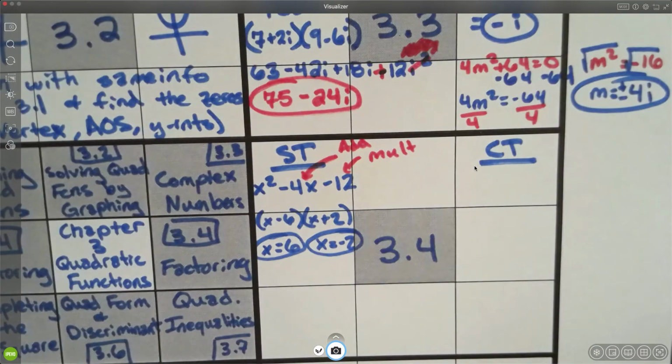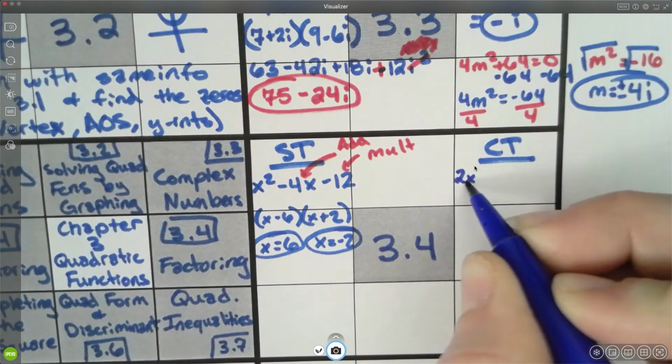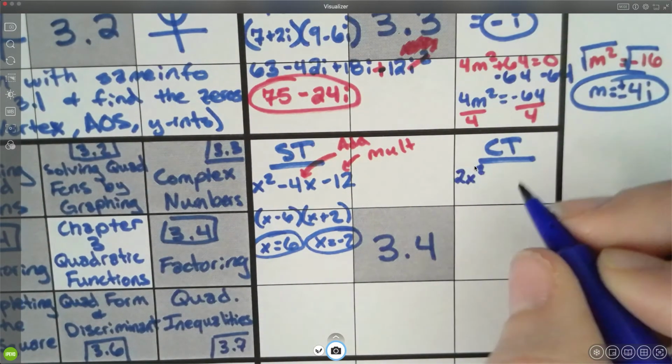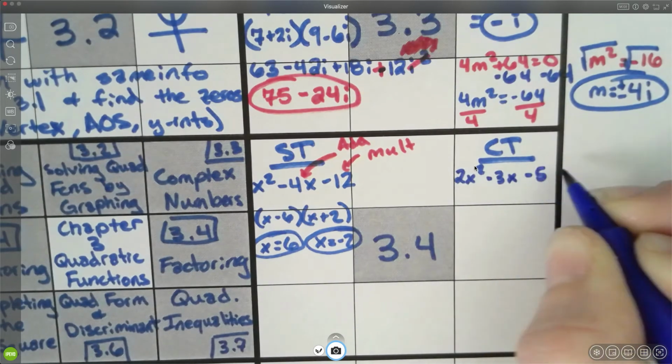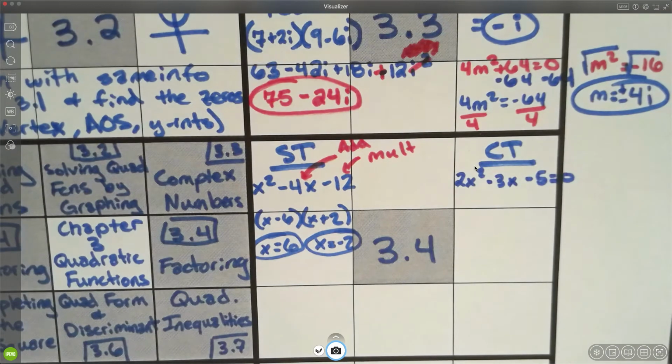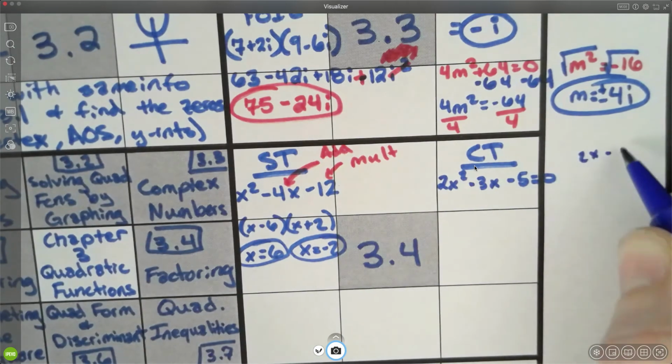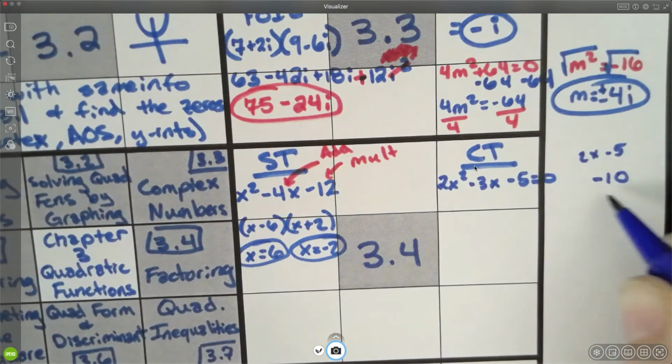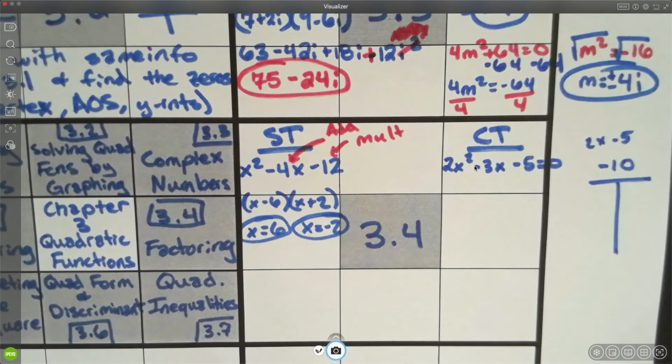Here we go. 2x squared minus 3x minus 5 equals 0. First step that Emma always forgets: multiply A and C. A is 2, C is negative 5. So 2 times negative 5 is negative 10. I want two numbers that multiply to negative 10, but when I add them, make negative 3.